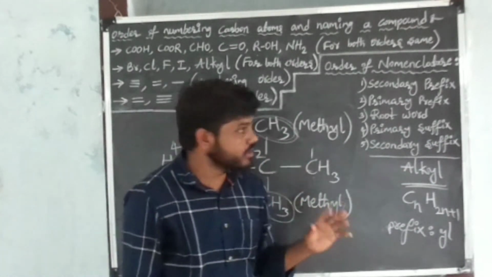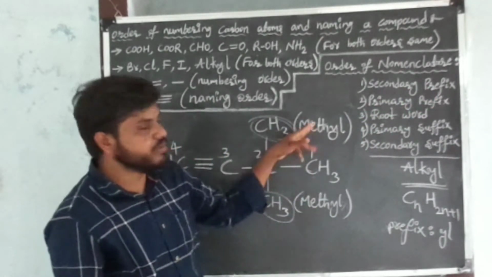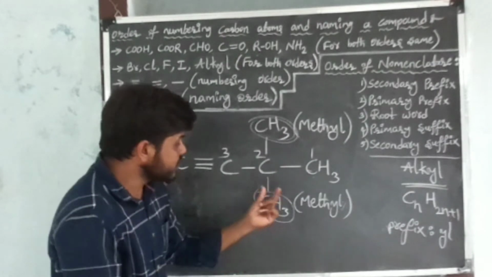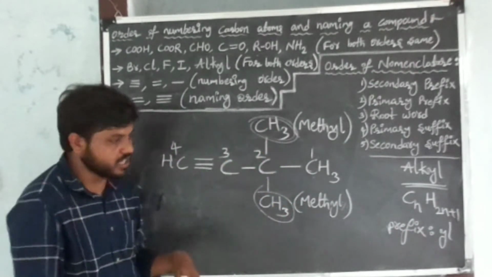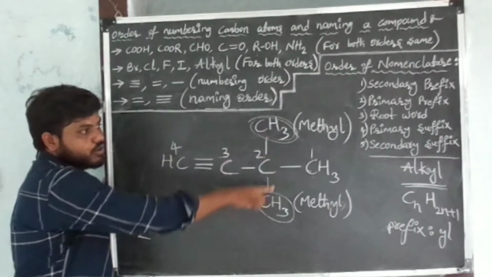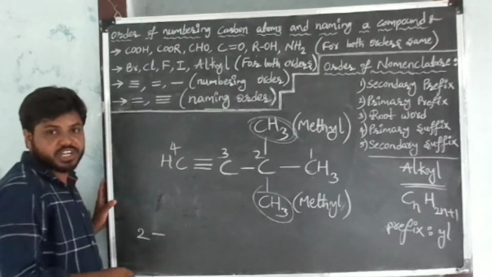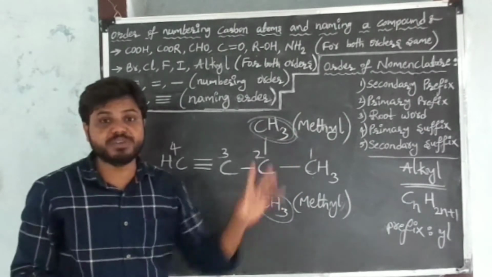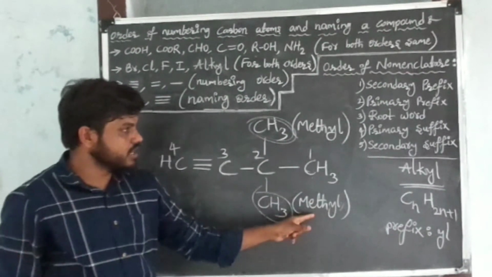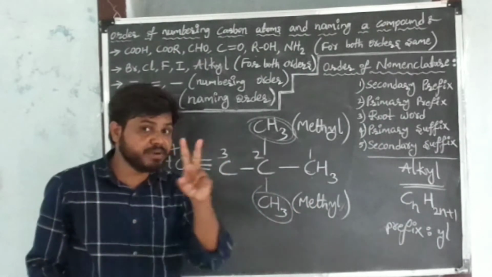After giving numbers, first write the secondary prefix. Here, the secondary prefixes are these two methyls. First write the position of each methyl. The position of each methyl is 2. At the second carbon we have 2 methyls, right? First I wrote the position. After writing the position, write the prefix of each methyl. The prefix of each methyl is methyl only. But methyl is repeating 2 times.